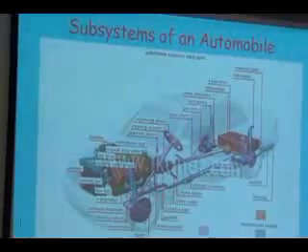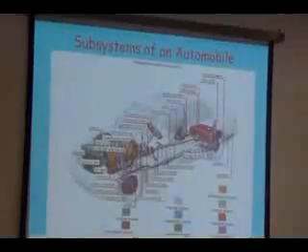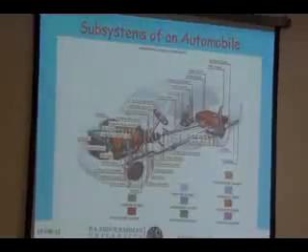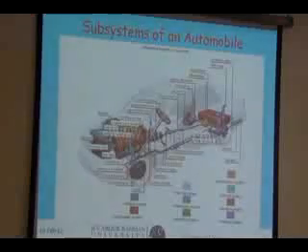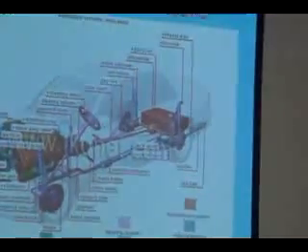Now this is what I wanted to show you. These are the various subsystems of an automobile. These subsystems are functionally different. I didn't take a huge knife and cut the automobile and then cut it. It is not done like that. For example, if you take the transmission system, where does it start?